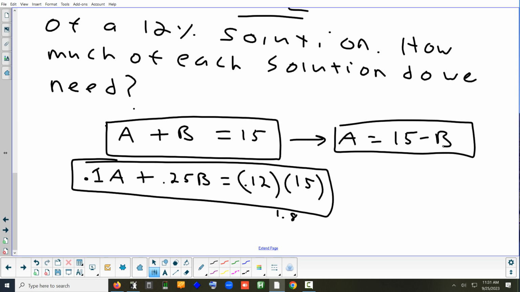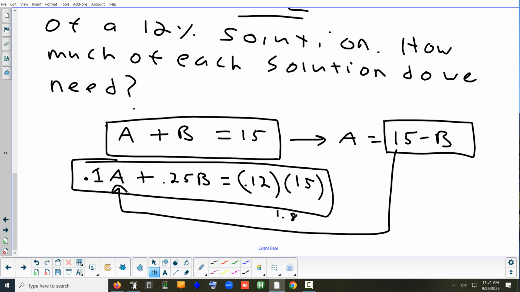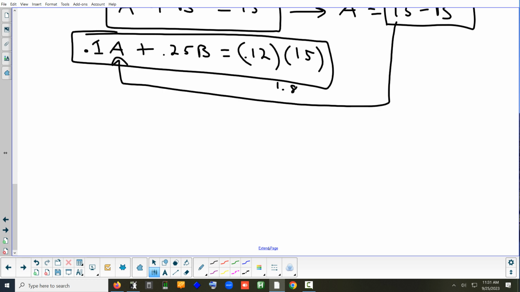Now, what do I do with that 15 minus B? In fact, just to make this a little clearer, I'm just going to go like this. You can plug it in for the second one. Yeah, you're just going to take that and plug it in for A in the second one. And then once you do that, you're only going to have B in the second equation, and that's going to be the variable you find first.